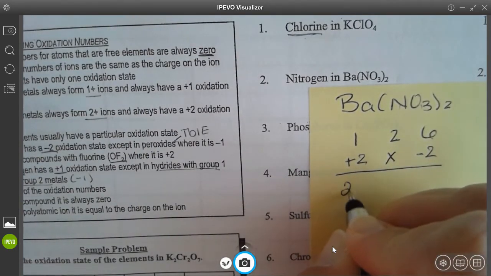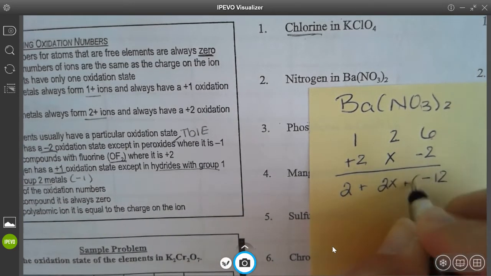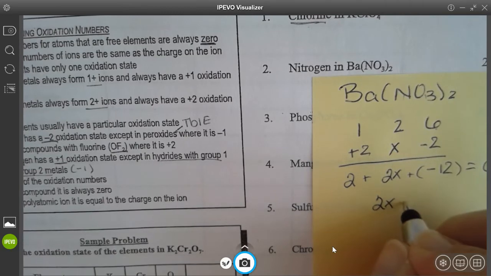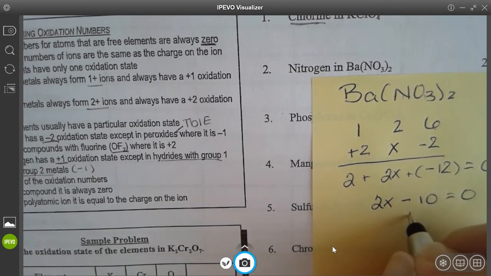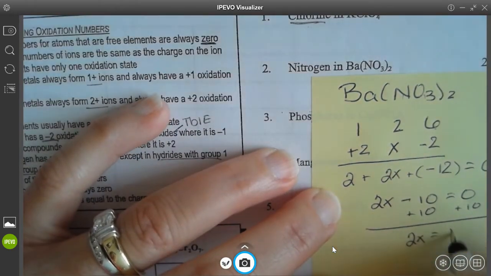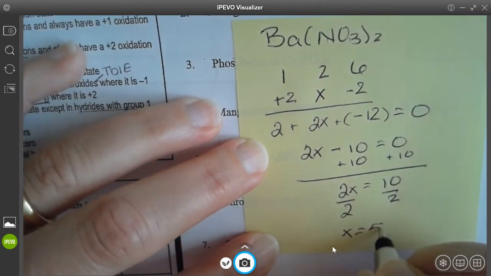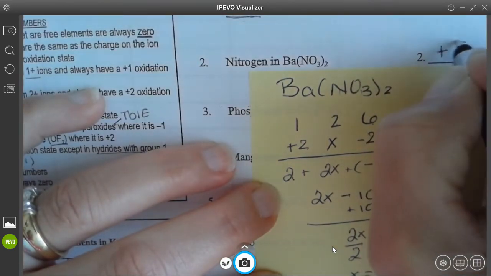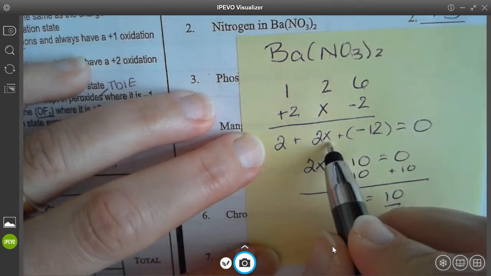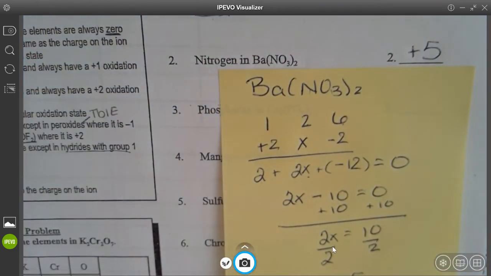Multiply down. 2 plus 2x minus 12. Add those together. Equals 0. Combine my like terms. So 2x equals 10. Divide both sides by 2. X equals 5. So could I go in and double check my answer? Of course I can. I can substitute that x back in. 2 plus 10 minus 12 equals 0, and that's correct. So I want you to keep working on this.